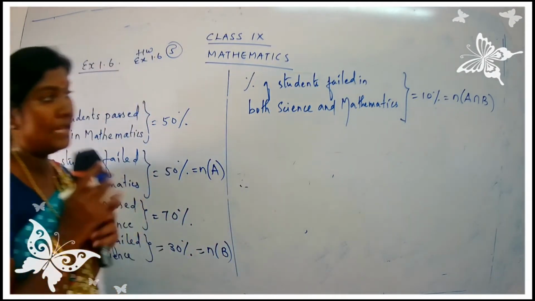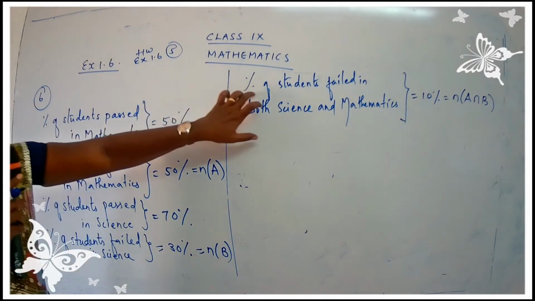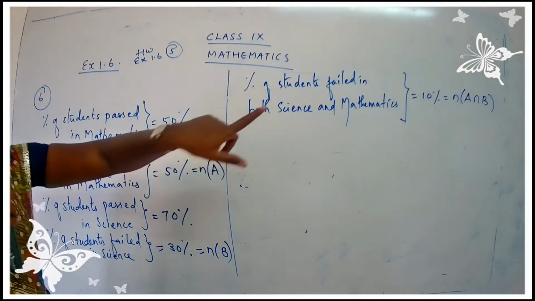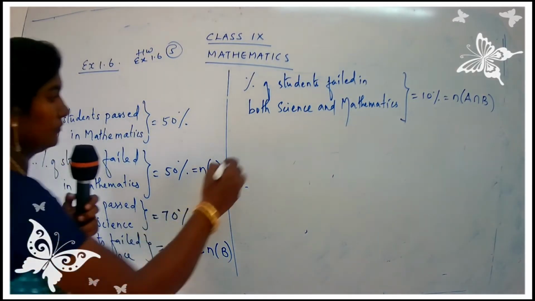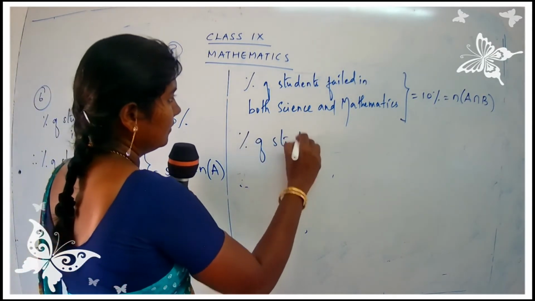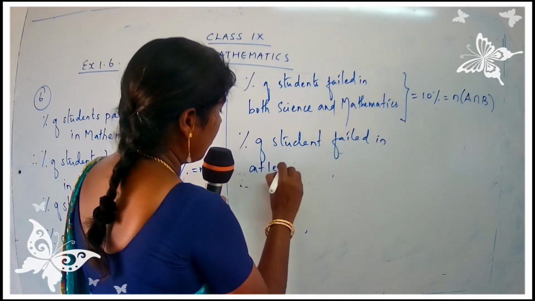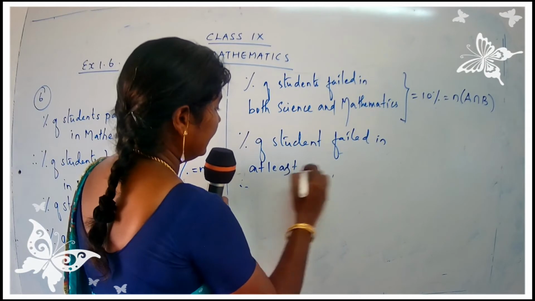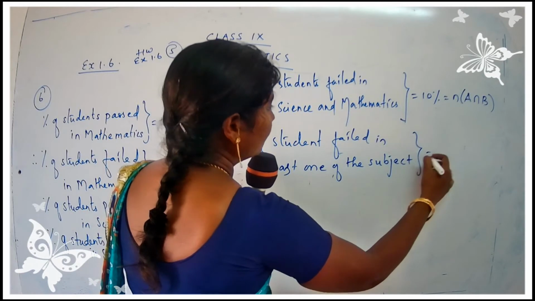So before you write n of A union B, you have to mention what is A union B. You see here, percentage of students failed in both. When it is both, you have to write A intersection B. Now you are talking about union. What is the meaning of union? Union is a combination. So you write down percentage of students failed in at least one of the subjects. This is equal to n of A union B.